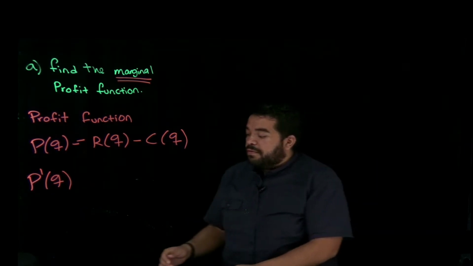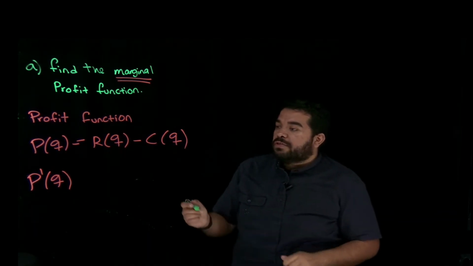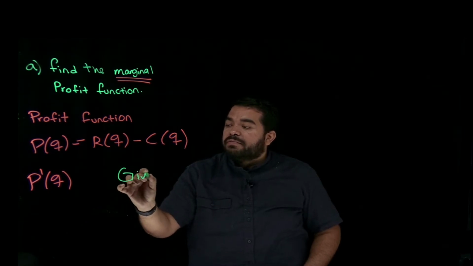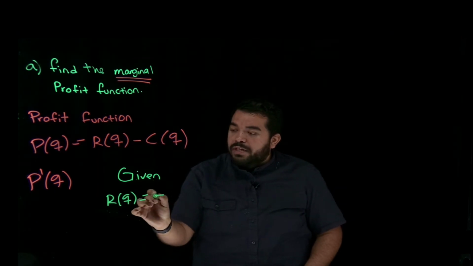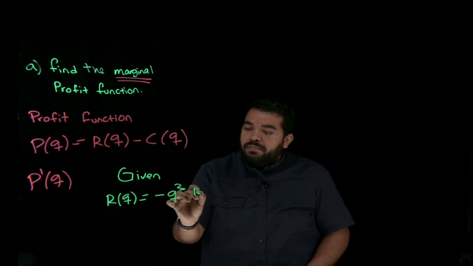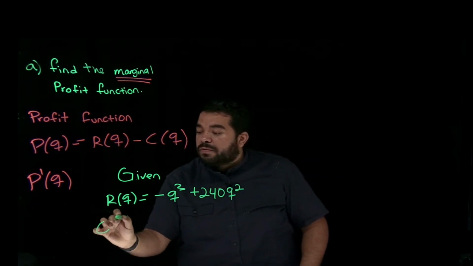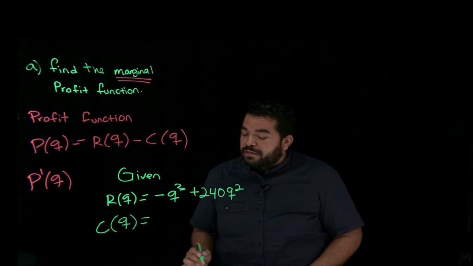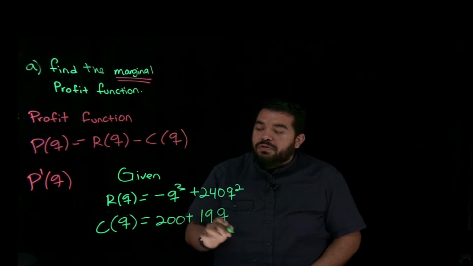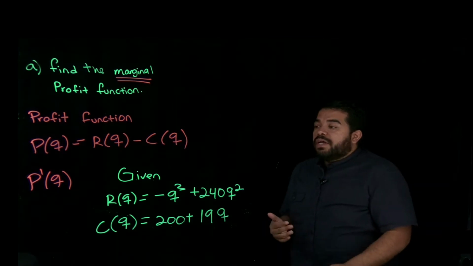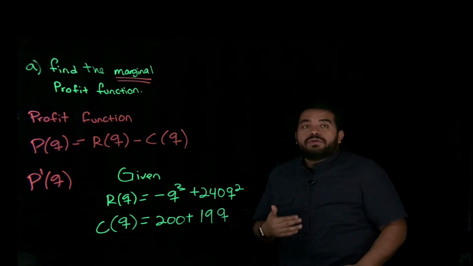Now, if you guys remember from the given information, we do have the values of the revenue function and also the cost function. So let's go ahead and remember this here was given. We have R of Q, and this is equal to negative Q to the third power plus 240 Q squared. And we were given the cost function, and the cost function was equal to 200 plus 19Q. Now, because here we have these two functions and they have more than one term, what I recommend you guys do is use parentheses so that we don't get confused here.